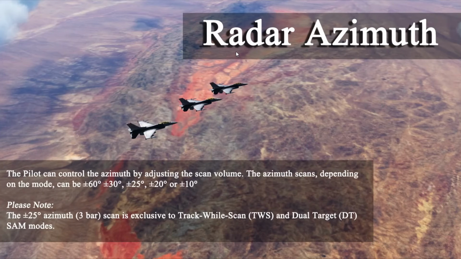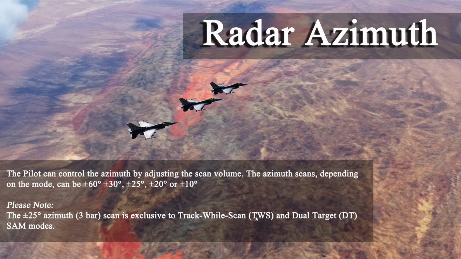The next topic we're going to be looking at is radar azimuth. The pilot can control the azimuth by adjusting the scan volume. The azimuth scans depending on the mode, and it can scan between plus minus 60 degrees, 30 degrees, plus minus 25, 20, or 10. Please note that the 25 degree option for the azimuth, or 3-bar scan, is exclusive to track while scan and dual target SAM modes.